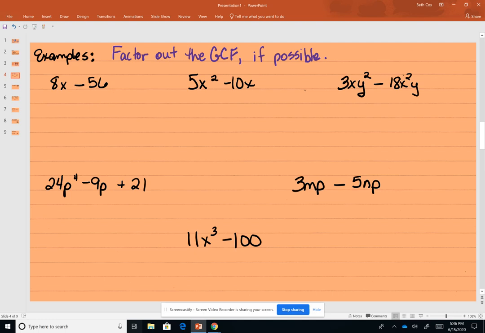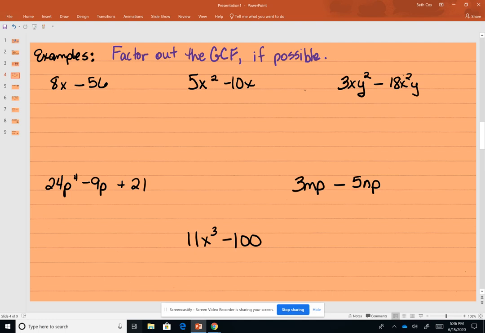Now remember, the GCF stands for the greatest common factor, and we want to get the common factor out. We want to rewrite this as a multiplication problem, and make sure we get the greatest common factor out. Okay, so let's start with this first one.